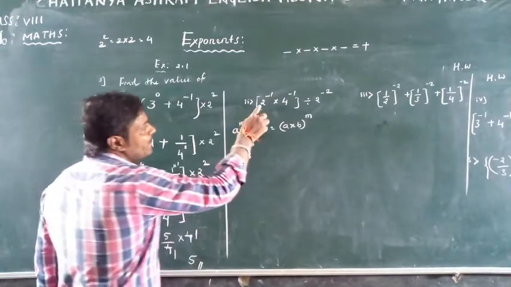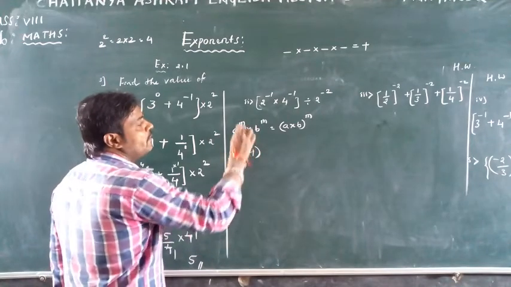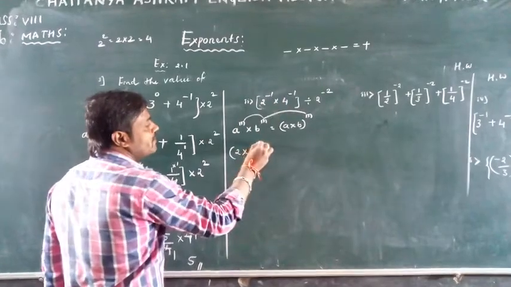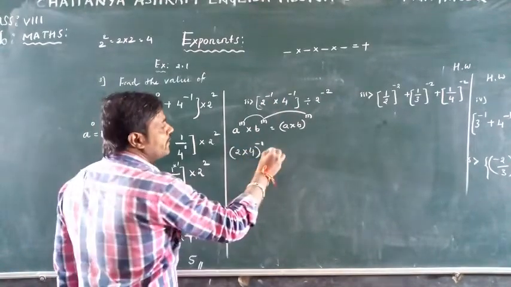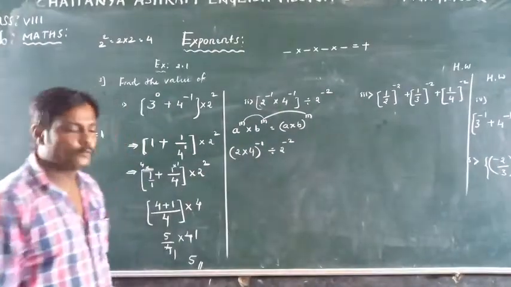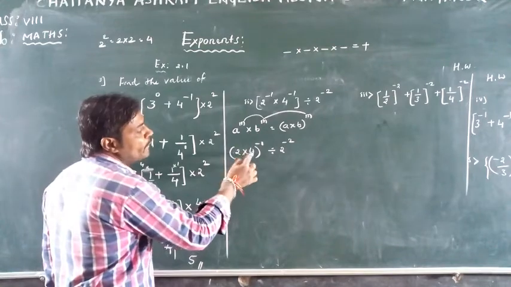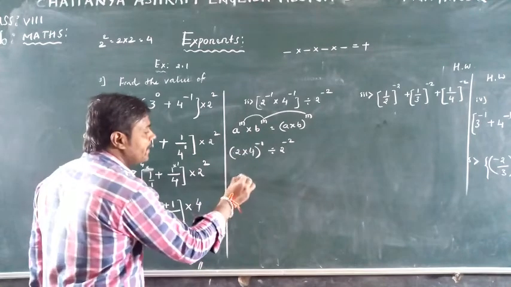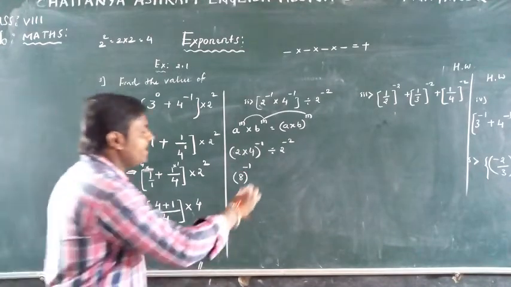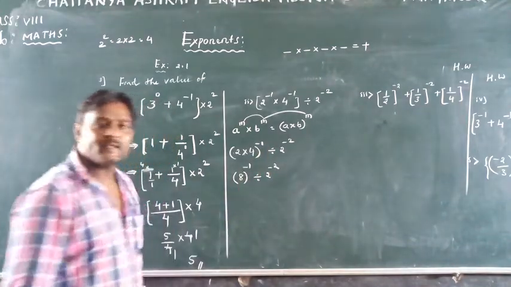That is, we multiply the bases, that is 2 into 4, and write the power as this. Here the power is minus 1, divided by 2 raised to the power minus 2. Then multiply 2 into 4. How much? 8. 8 raised to the power minus 1, and here it is divided by 2 raised to the power minus 2.